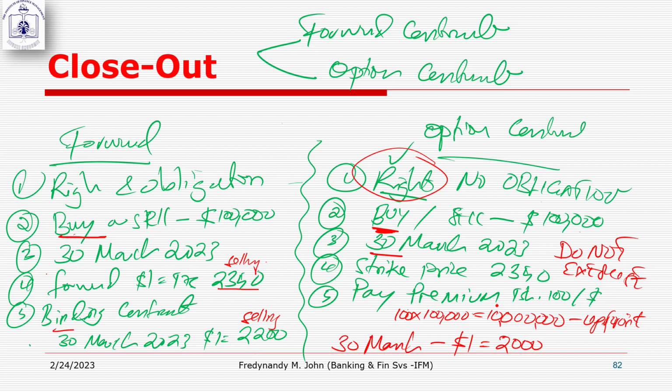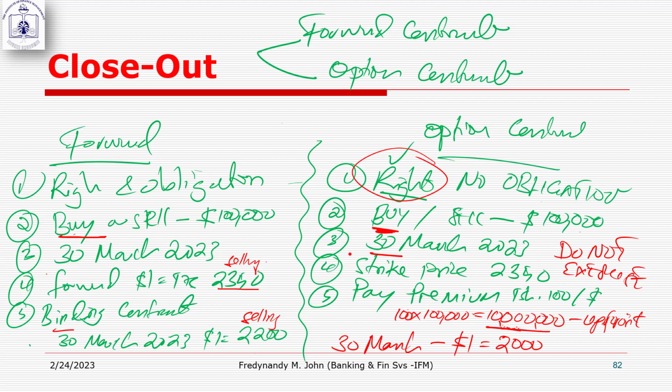Why? Because already this customer has paid a premium upfront of 10 million Tanzanian shillings. So the bank will keep this money. If the customer does not show up, does not exercise on the contract, the bank will not refund. This money will be kept by the bank, so it's lost.